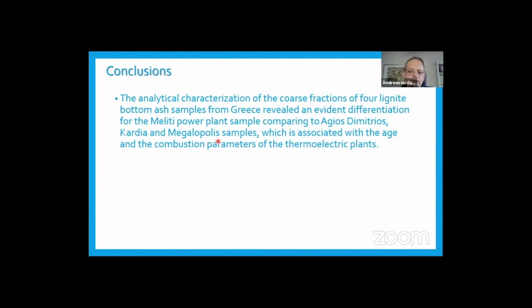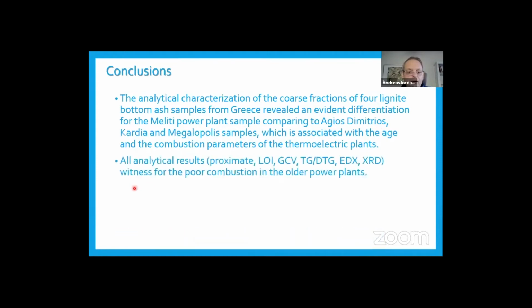And this is associated with the age and the combustion parameters of the thermoelectric power plants. This is a rather new Meliti power plant, and these other power plants are very old, as I will show you also in my next presentation. So all analytical results, that is proximate, LOI, gross calorific value, the TG, DTG, the EDX, and the XRD analysis witness for the poor combustion in the older power plants.